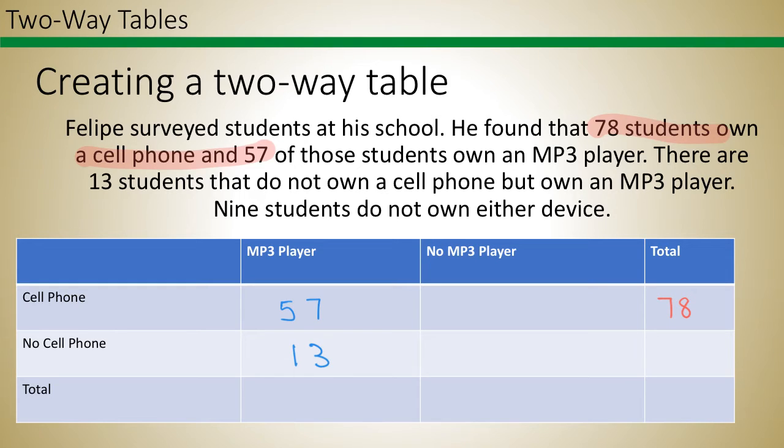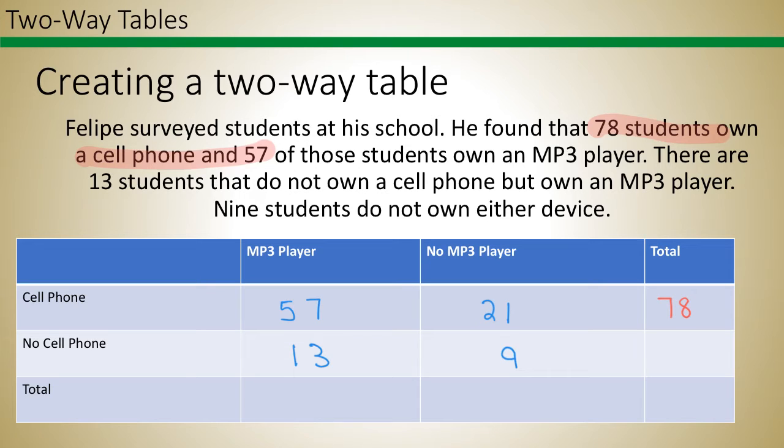Okay, and then the last thing, it says 9 students do not own either device. Okay, so this would be the students who own neither. Okay, so we have 9 students that are going to go there. Okay, so now we're actually able to fill in the rest of this table. All right, this spot right here, the number of students who do not own an MP3 player, but they do own a cell phone, we're going to do 78 minus 57, and that is going to be 21.